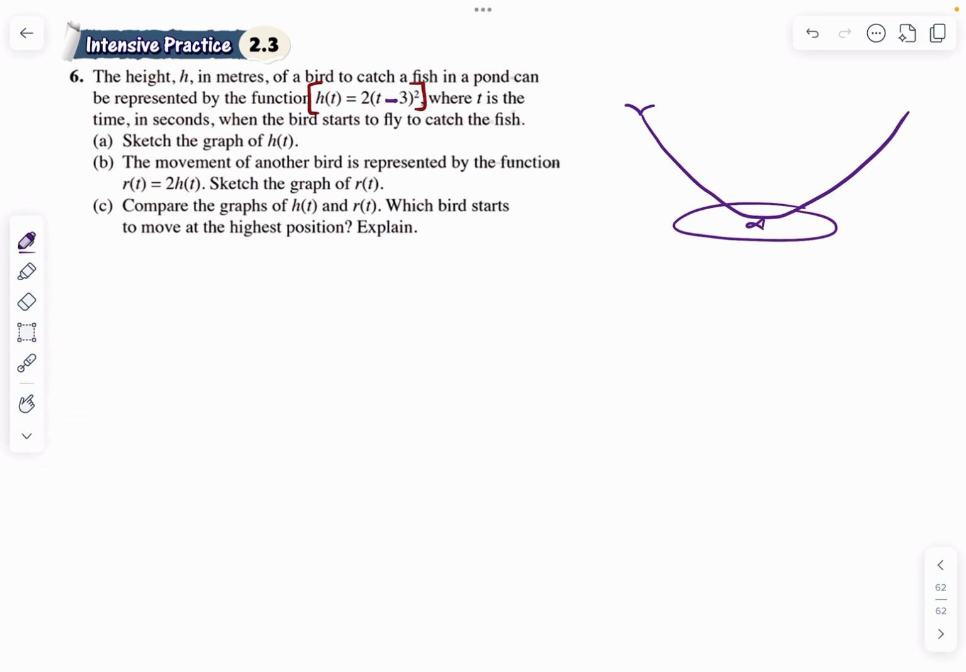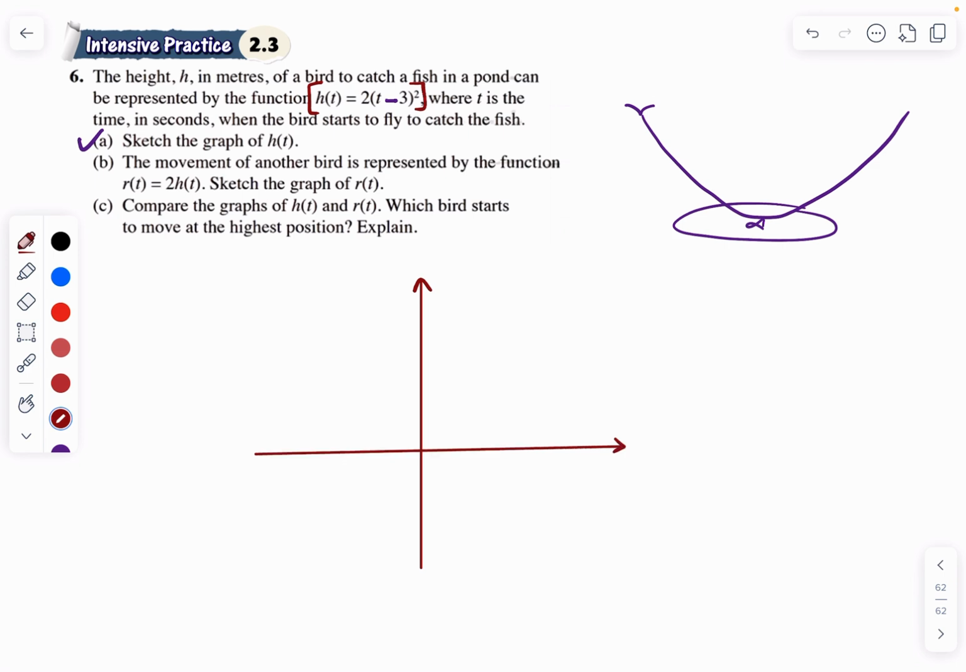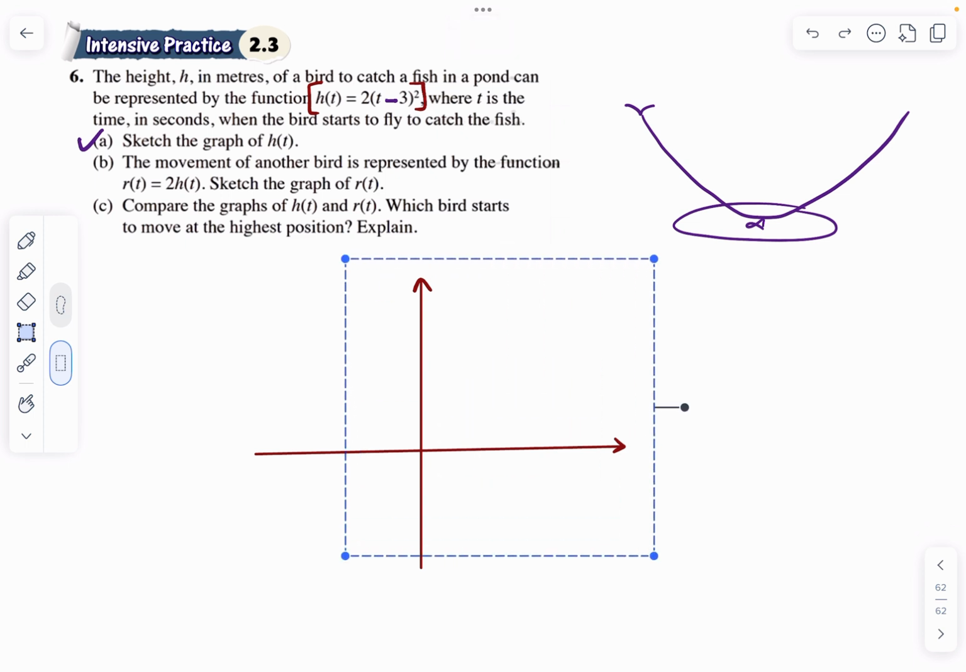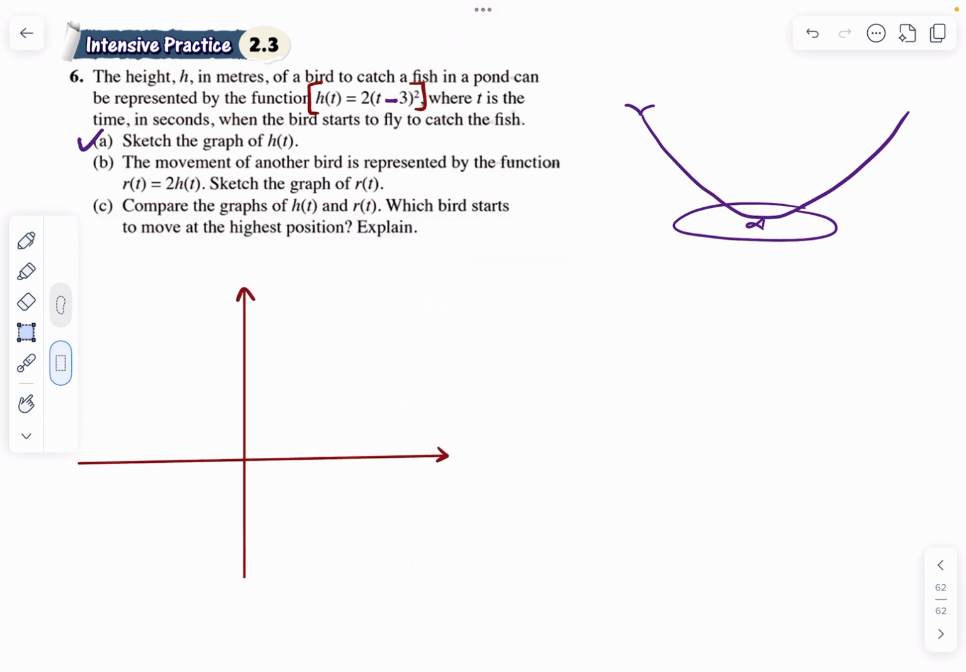So the first question is asking us to sketch this graph. So let's look at how to sketch this graph. Okay. So this is our y-axis, this is our x-axis. So the equation that they gave us is h(t) is 2(t minus 3) squared. Okay. So first we need to check the shape of the graph.